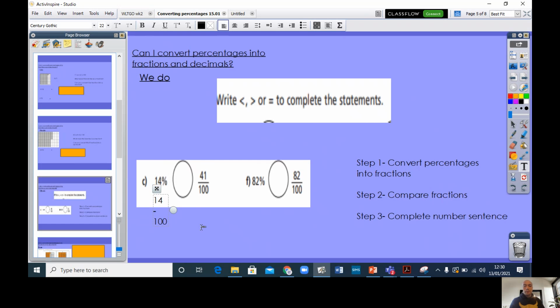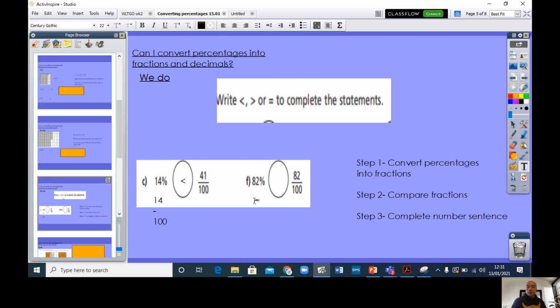And that is our new fraction. So we've got 14 over 100 and 41 over 100. So I know that 14 over 100 is less than 41 over 100. Pause the video, have a go at F. Remember, try and convert the percentage into a fraction first.